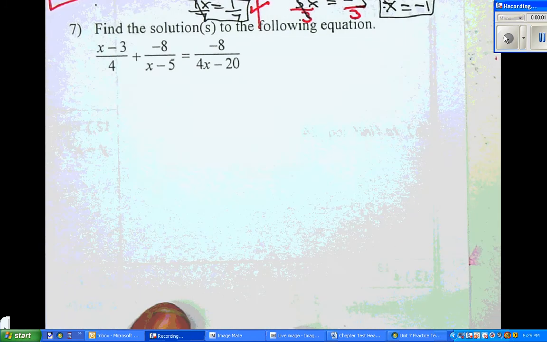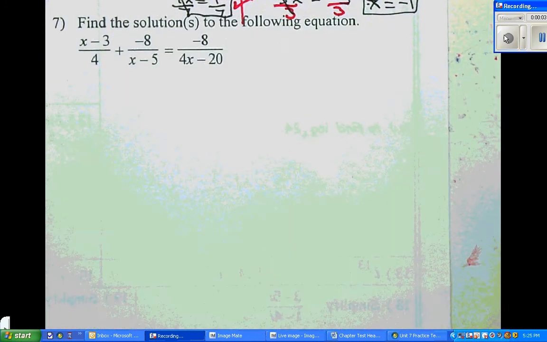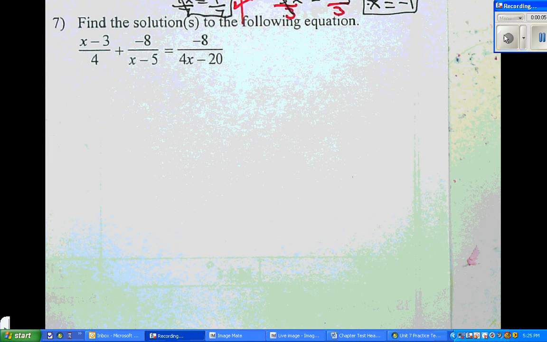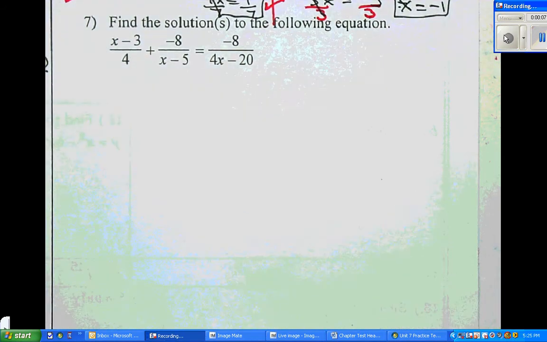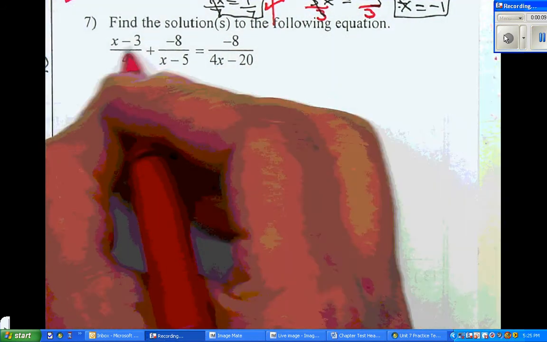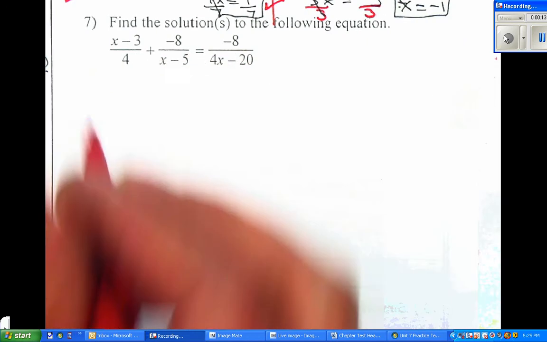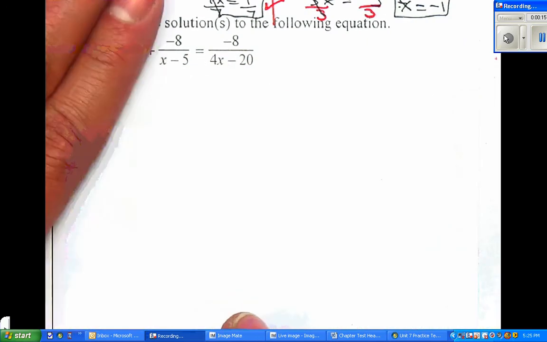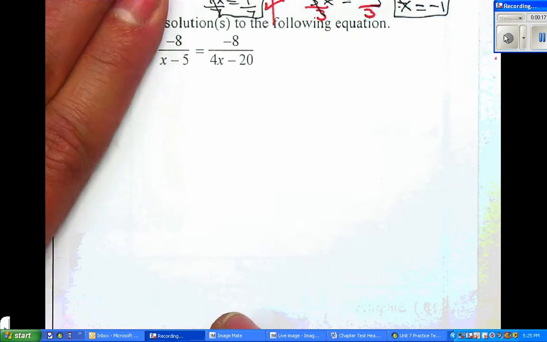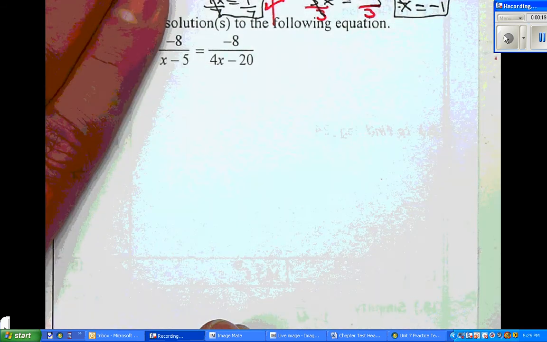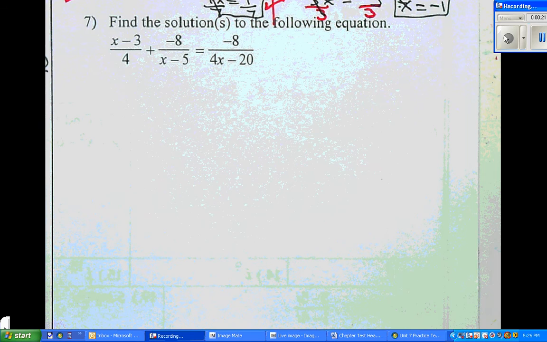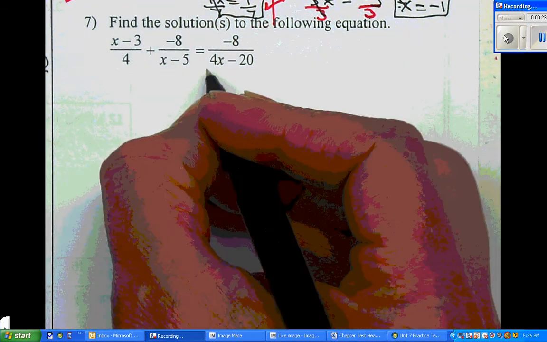On example number 7, we also have an equation. It's a little more complex than example number 6, but we're going to go through the same process. We have two terms on the left-hand side and one on the right, so we can't cross multiply. If we had an equation equal to an equation, we could cross multiply, not a problem. First thing you want to do is factor the denominator.